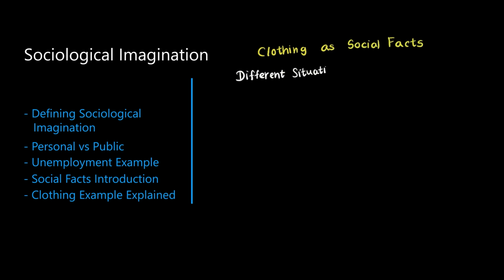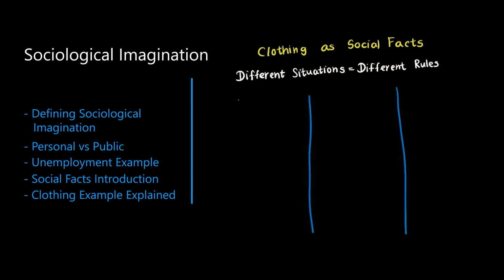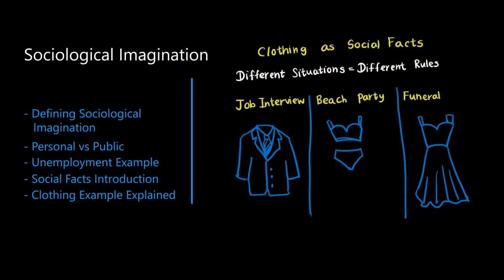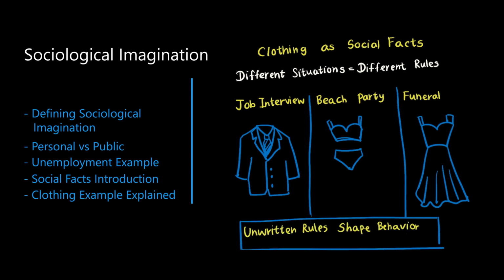Think about something as simple as clothing. We all recognise that society influences what we wear, but how exactly does that work? It's not just about fashion trends, it's about unwritten rules regarding what's appropriate for different situations. What you wear to a job interview versus a beach party versus a funeral are all governed by social facts. These expectations exist outside of you as an individual, but they shape your behaviour in powerful ways.